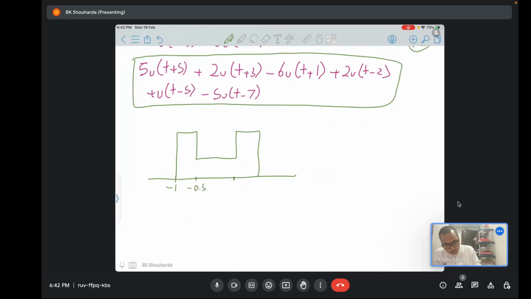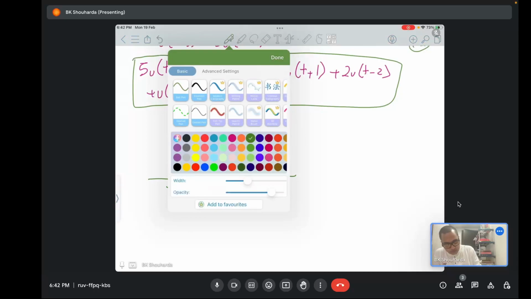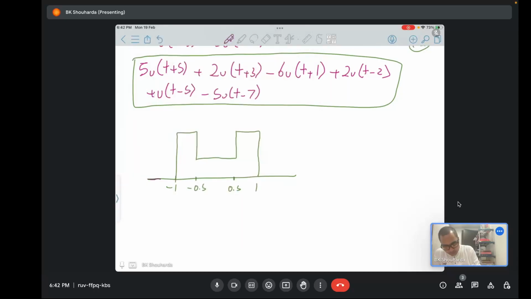Minus 0.5, 0.5, 1. We start from here. We encounter our first jump from minus 1. It goes from 0 and terminates at 1. So we have u of t plus 1 corresponding to minus 1 over here. We go on. We stop over at minus 0.5. We jump from 1 to 0.5. So that's a negative fall. So here is a plus 1 of change, here is a minus 0.5 change. So minus 0.5 u of t plus 0.5.